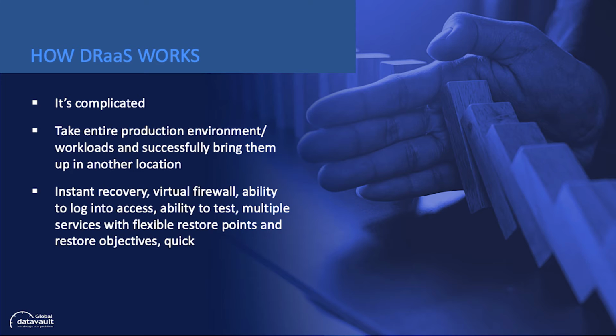And the way that we do that is we bring them up in an instant recovery, and then we create a virtual firewall, and then we provide the ability to log in by providing your users with VPN access to your servers. And what the virtual firewall does is it takes Global Data Vault's internal IP address and masquerades it as your internal IP address. The reason for that is because we want to make it a seamless process for the end user. So if they're used to going to a certain DNS name or a certain internal IP address, we make that available to the end user during the full DR events as well as the yearly tests that we provide.